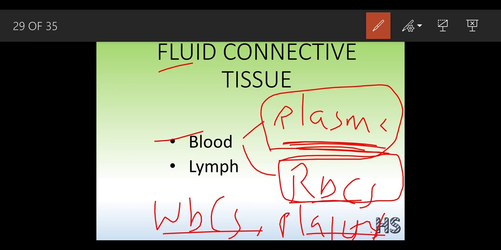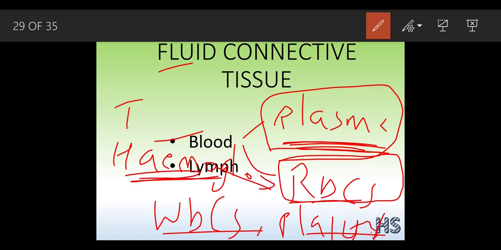And how does this RBC get its color? From the constituent, that is the hemoglobin, because the word hemo means the iron. Because of this iron nutrient we get red colored blood.